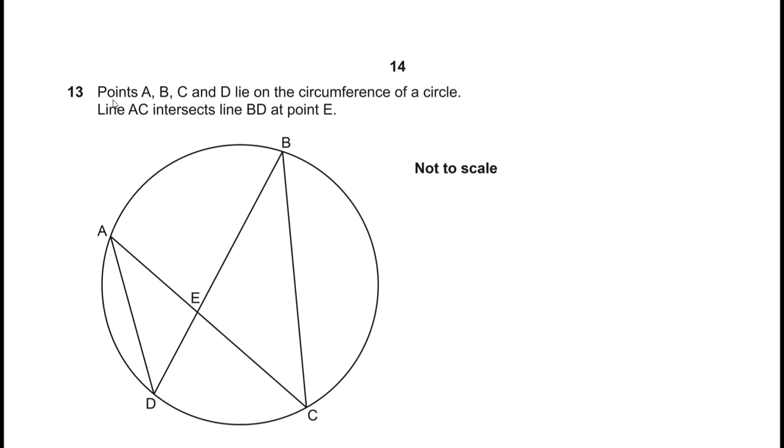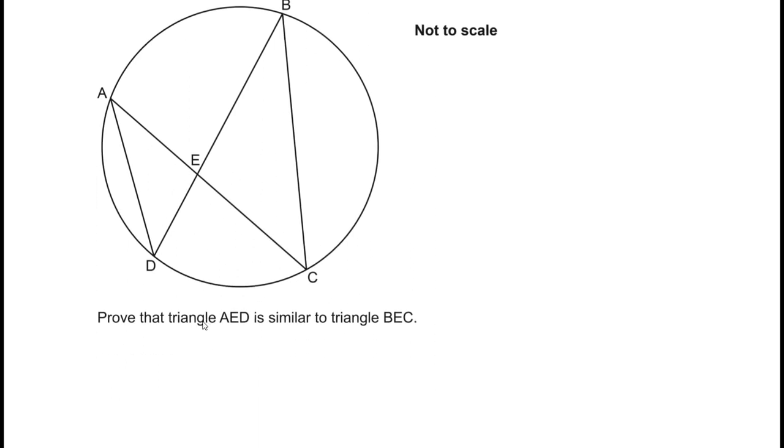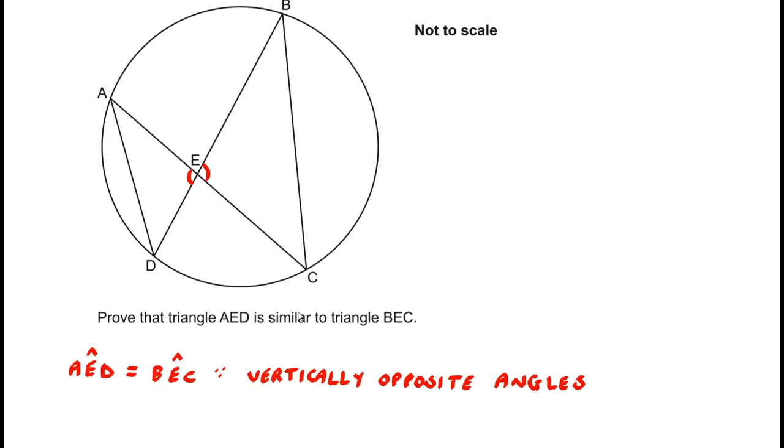Question number 13. Points A, B, C and D lie on the circumference of a circle. The line AC intersects the line BD at the point E. We have to prove that the triangle AED is similar to the triangle BEC. First of all, the angle AED, that's this angle here, is the same as the angle BEC, that's this angle here. So we've got the angle AED equaling the angle BEC because we've got vertically opposite angles.